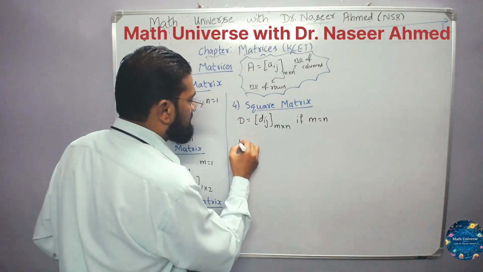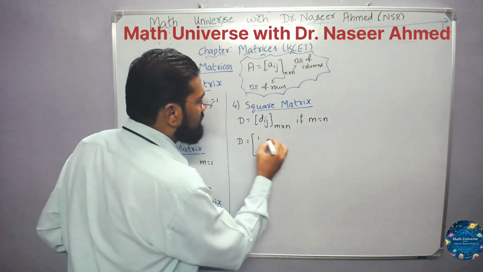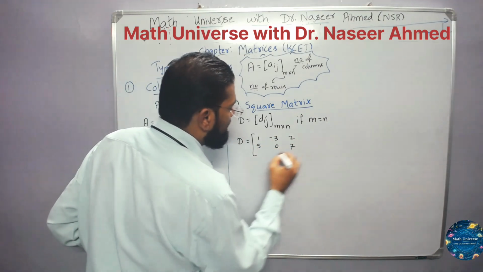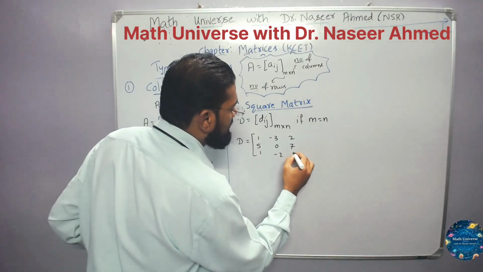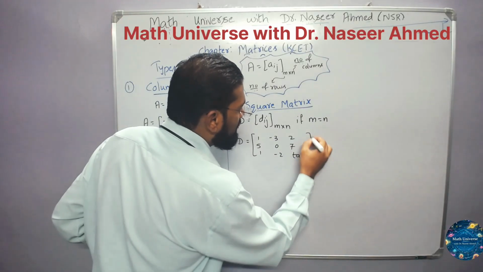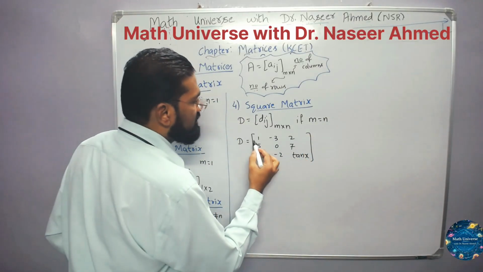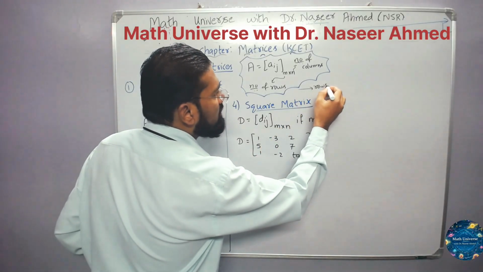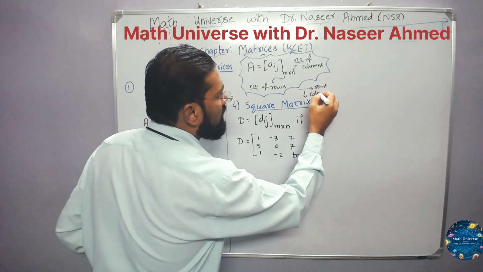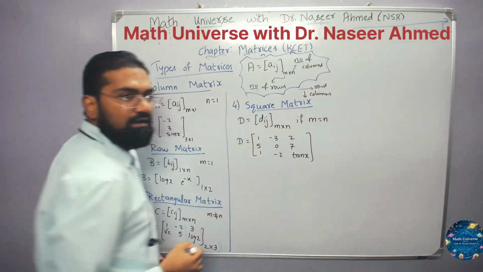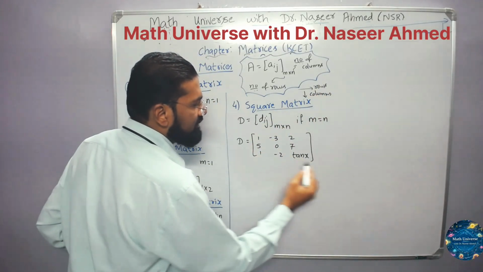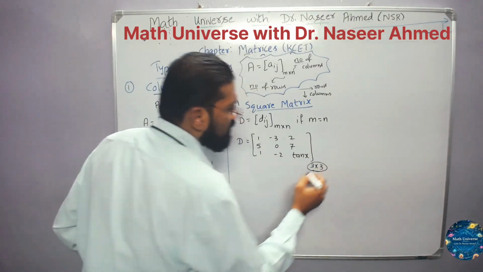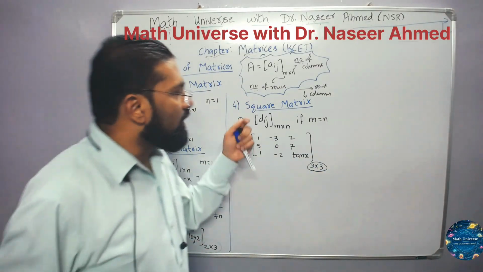So for example, let us suppose one matrix D is there: 1, -3, 2, then 5, 0, 7, 1, -2, and let us suppose tan x. Now see the order of this. How many rows do we have? Always don't forget, the horizontal lines we call rows and the vertical lines we call columns. Yes or no? So here how many rows are there? 1, 2, 3. So 3 rows. How many columns? 1, 2, 3. So 3 columns. Since the number of rows and columns are the same, we call it a square matrix.